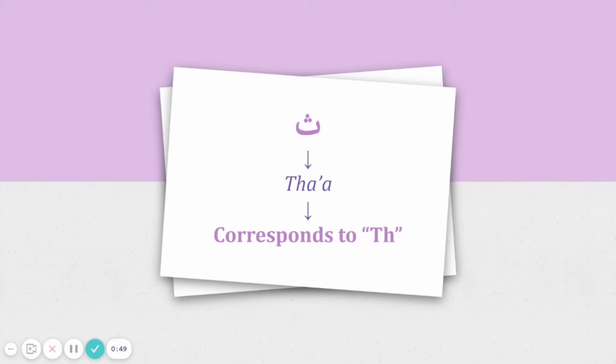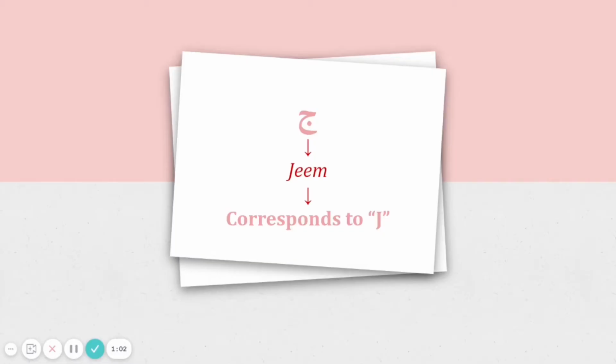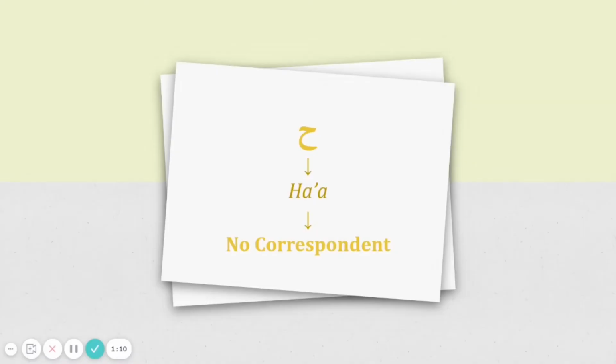Tha, this letter corresponds to th. Jim, this letter corresponds to the letter J in English. Ha, this letter does not have a correspondent in the English language.